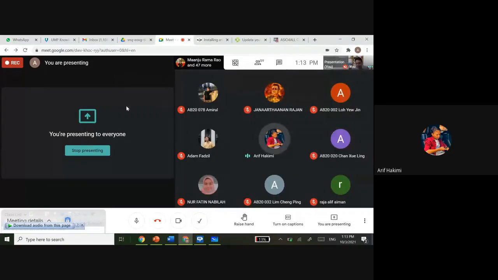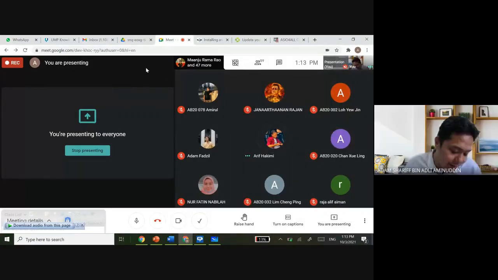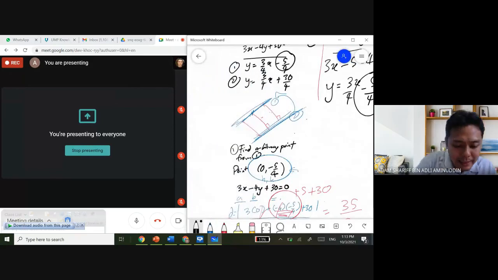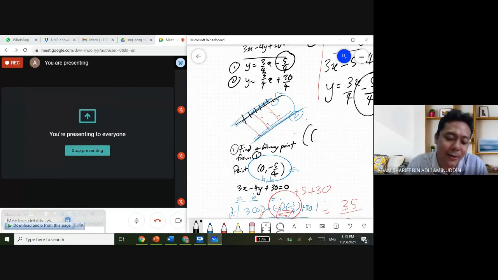Kenapa nilai H tu kita pakai kosong? Tak semestinya kosong. Okey, soalan yang bagus. Sebenarnya tadi sudah saya jelaskan kat sini. Kita ambil mana-mana titik di equation 1 ni. So titik di equation daripada straight line 1 ni dia banyak. Salah satunya kosong negatif 5/4.